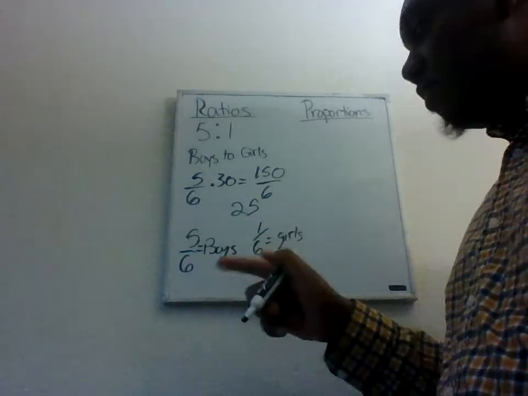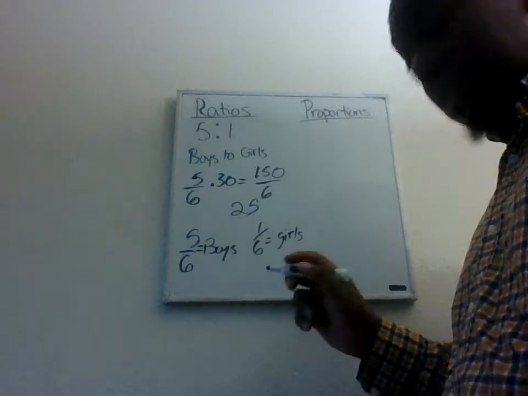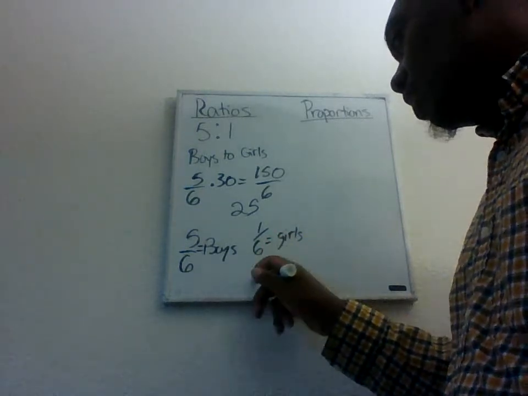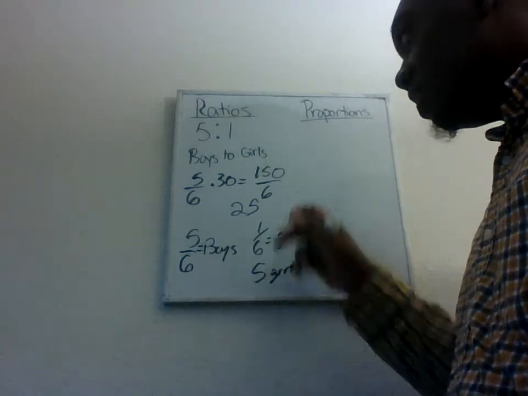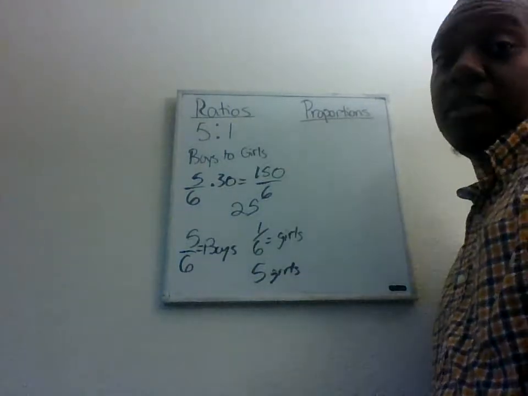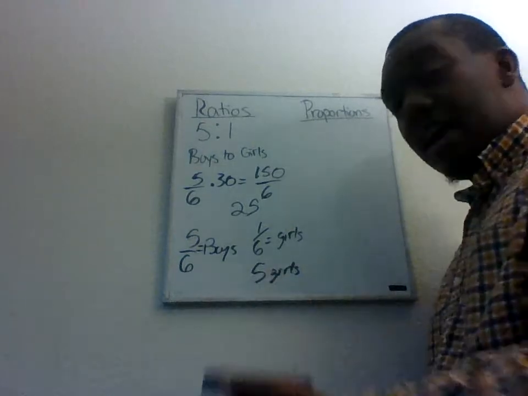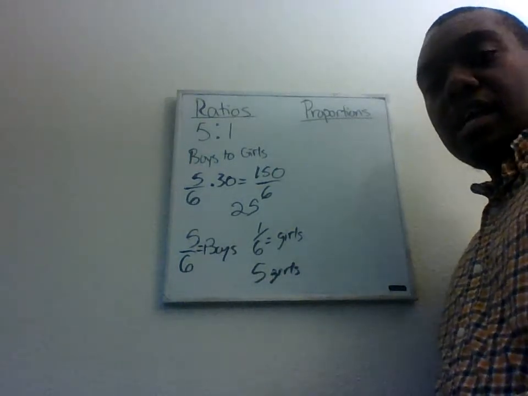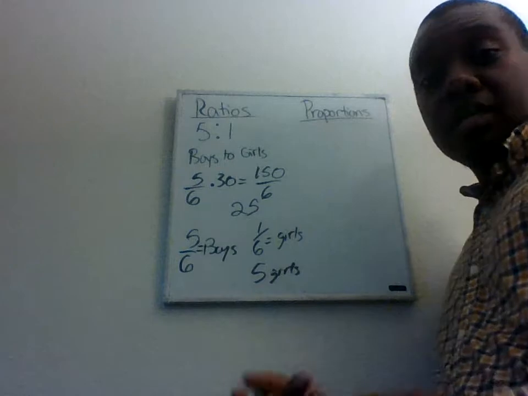Well, if there are 25 boys, how many girls would that be? That's right, there would be 5 girls. We can just subtract that from the 30 that we started with. Or we can do 1/6 of 30, which would just be 30 divided by 6, which would give you 5. So either way, you can see how you can use the ratio to solve problems like that.